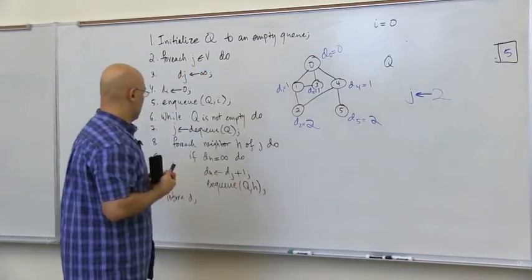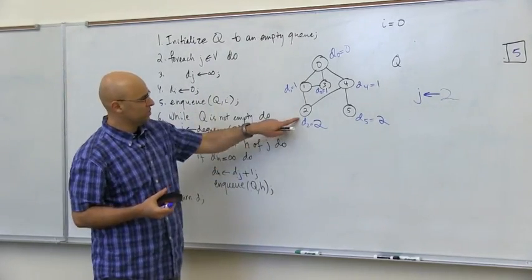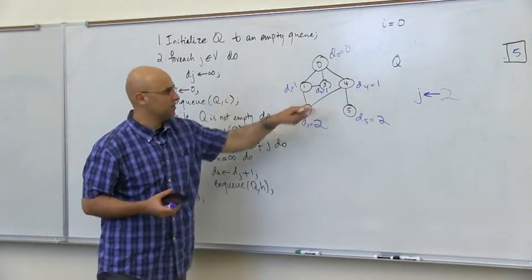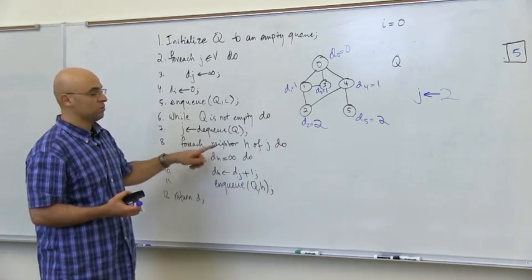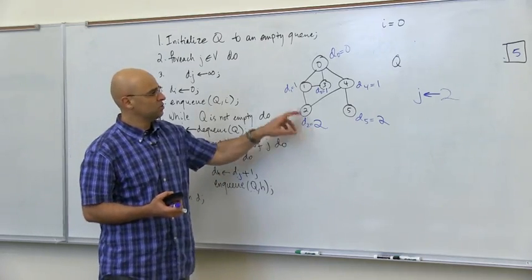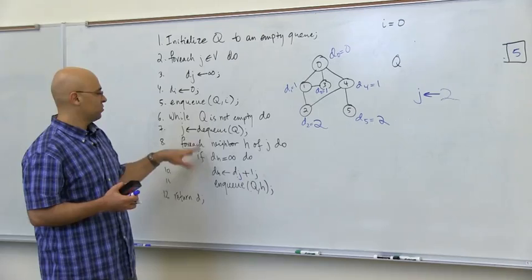J is 2. We look at all the neighbors of j. It has 2 neighbors h. It has neighbor 1 and neighbor 4. But d for both of these nodes is not infinity, so we don't do anything. So once we look at 2, its neighbors, the distances have been computed. We don't do anything. We remove 2. We are done with 2.